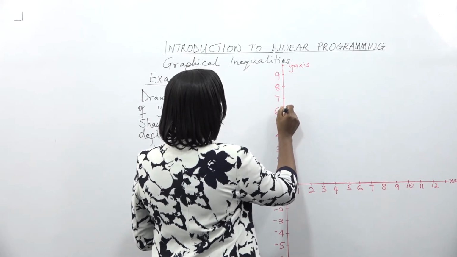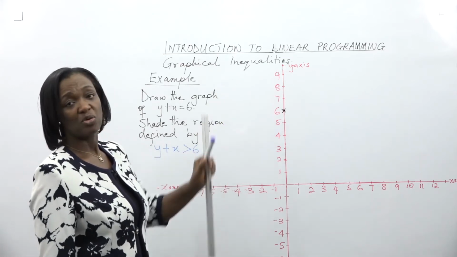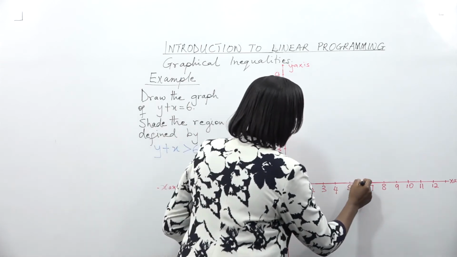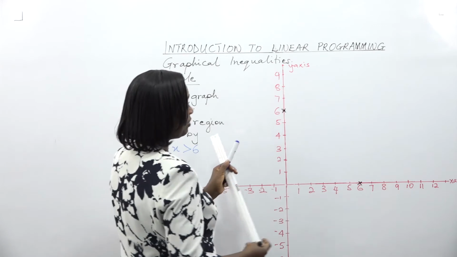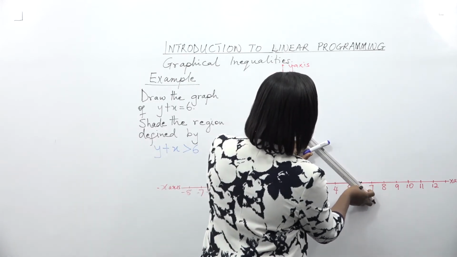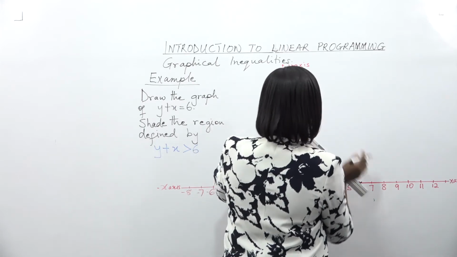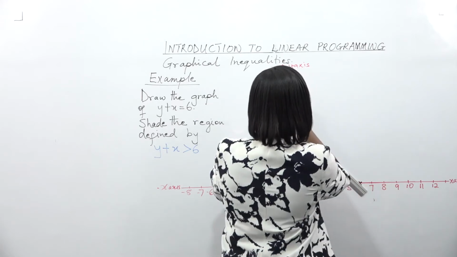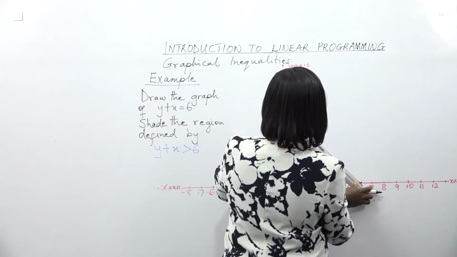x 0, y 6. When x is 0, the point lies on the y-axis. And when y is 0, it lies on the x-axis. So that's our graph. Those are our points. And then we'll join the points together to get a straight line. You can extend your lines.